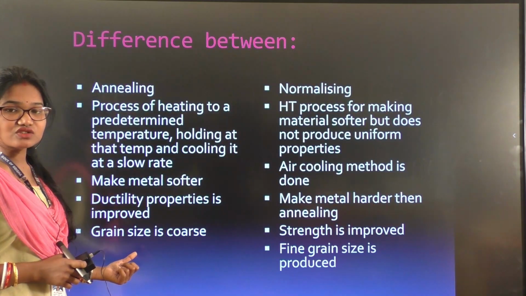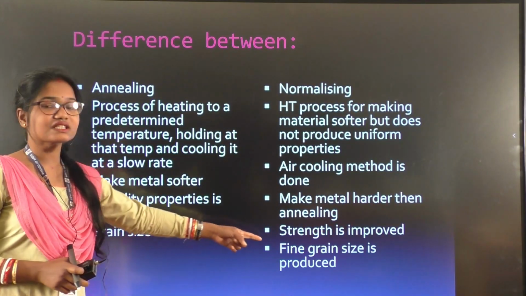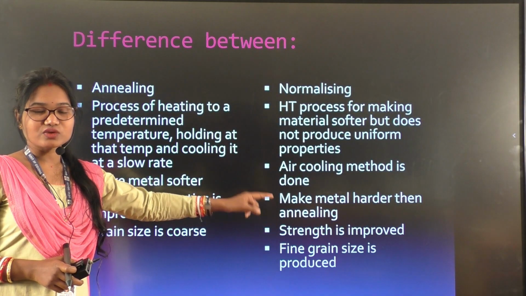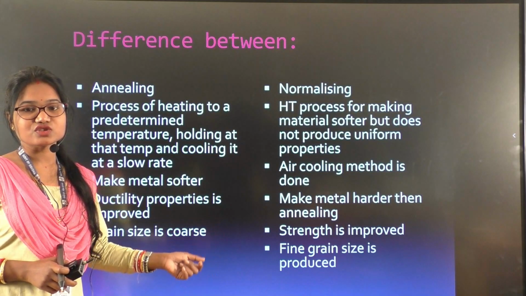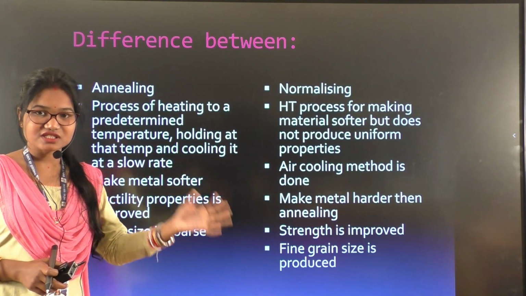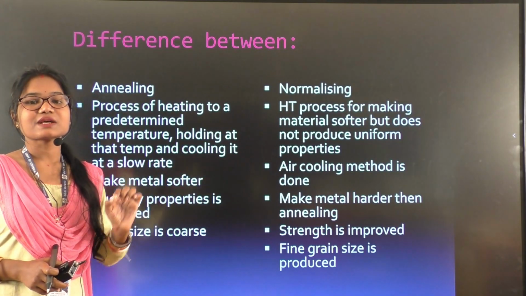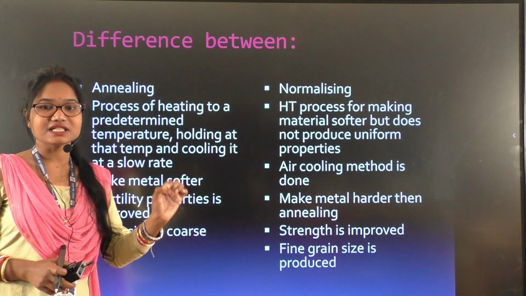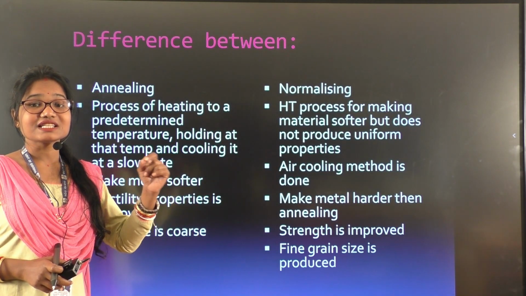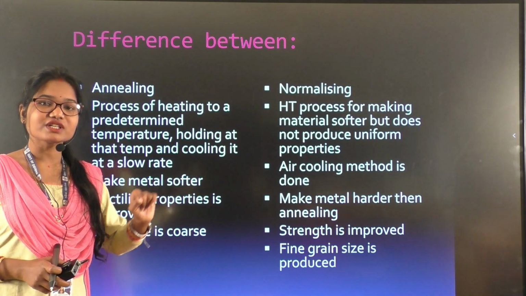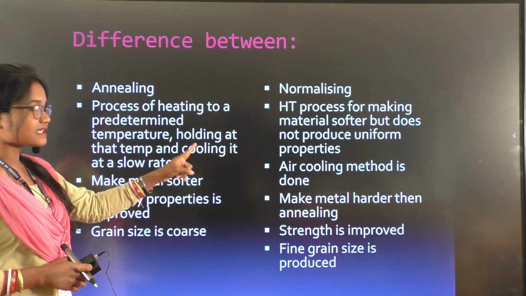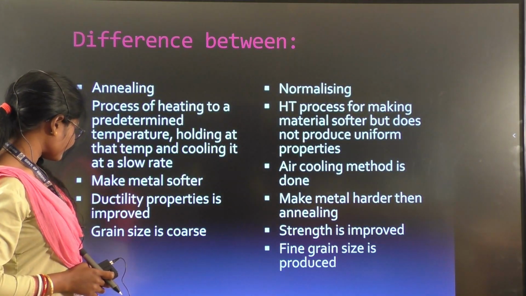Here the grain size changes, and afterwards we can get a very fine grain size. So the grain size always changes due to a rise in temperature. The temperature where the grain size starts changing is called the lower critical temperature. And where the grain size doesn't change, or where the change ends, that point is called the upper critical temperature. So this is the only difference between annealing and normalizing.